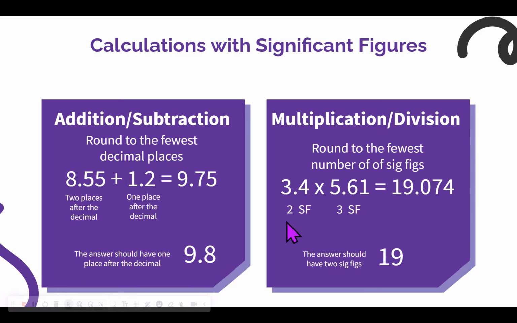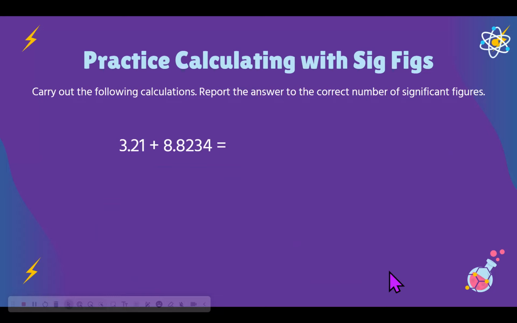So 3.4 has 2 sig figs. 5.61 has 3 sig figs. What this means is our answer can only have 2 significant figures. So I'm going to look at this number that my calculator gives me, 19.074. I can only have 2 sig figs, so the 1 and the 9. Since this is a 0, I don't need to round up, so my answer is just going to be 19.